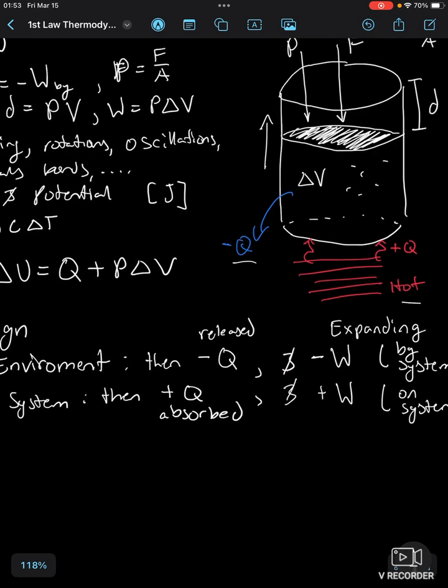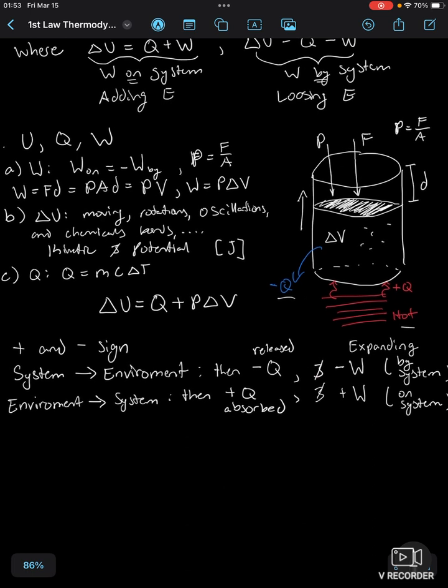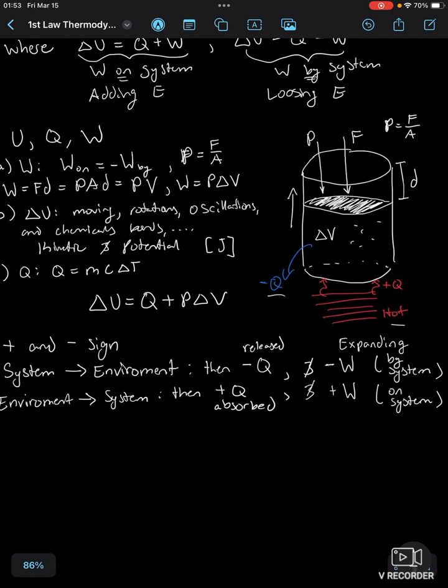So again, by the system is when it is going from the system to the environment, acting on the environment, while on the system is the environment acting on the system. It can be a bit weird. This would mean that it's compressing.